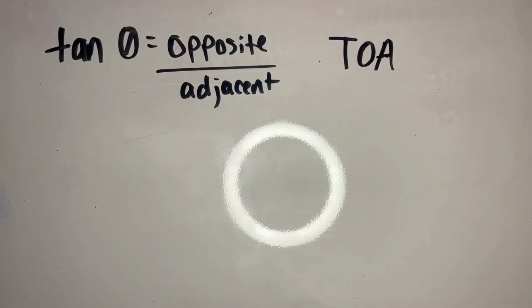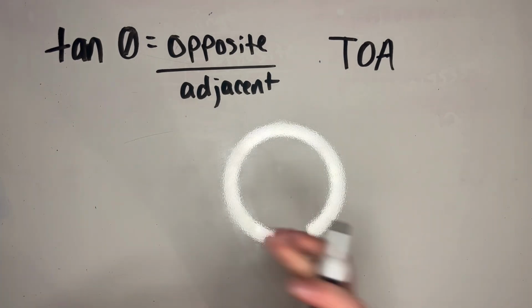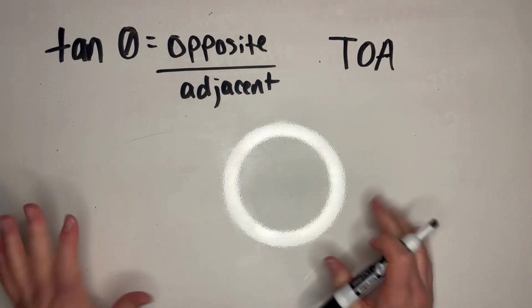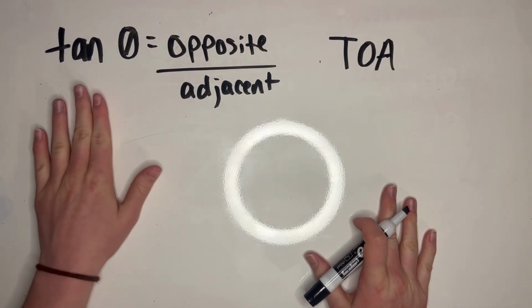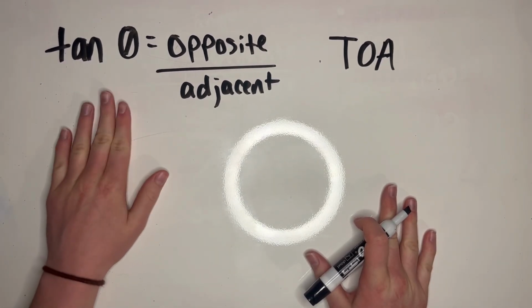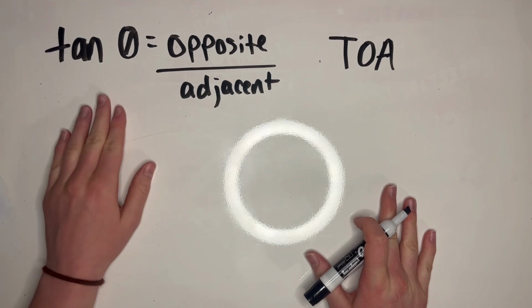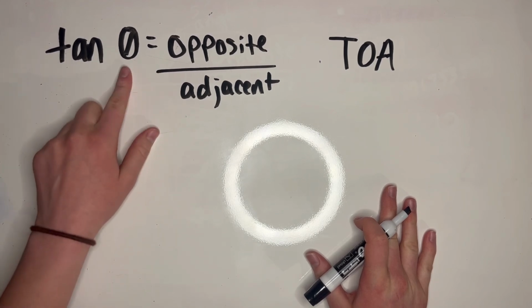So what does this even mean? I kind of look at this and I'm like, oh, what the heck is this, right? To help us understand this, I'm going to start off with a basic triangle, no measurements, no numbers, nothing. Basically, what we use this for is to find unknown sides of a right triangle using a known angle.